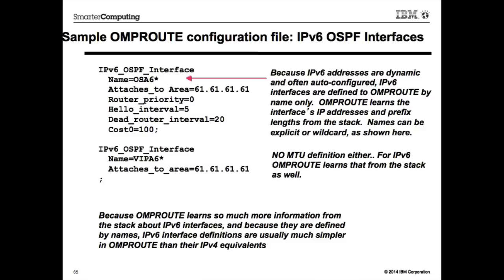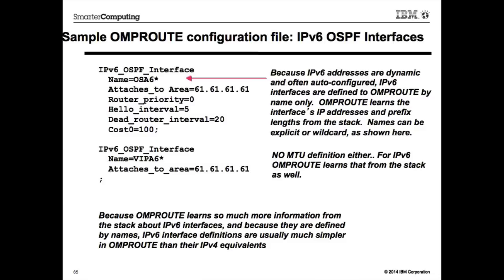Then slide 65, IPv6 OSPF interfaces. These are very simple. Because IPv6 addresses are dynamic and they're often auto-configured, you only have to tell me the name, right? So when the stack tells OSPF about an IPv6 interface, it simply looks for a definition with a matching name, and as you can see here, you can use wildcards. So that's much simpler. For example here, all IPv6 interfaces whose name starts with OSA6 will be attached to area 616161, have a 0 router priority and a cost of 100. So that's a simpler definition.